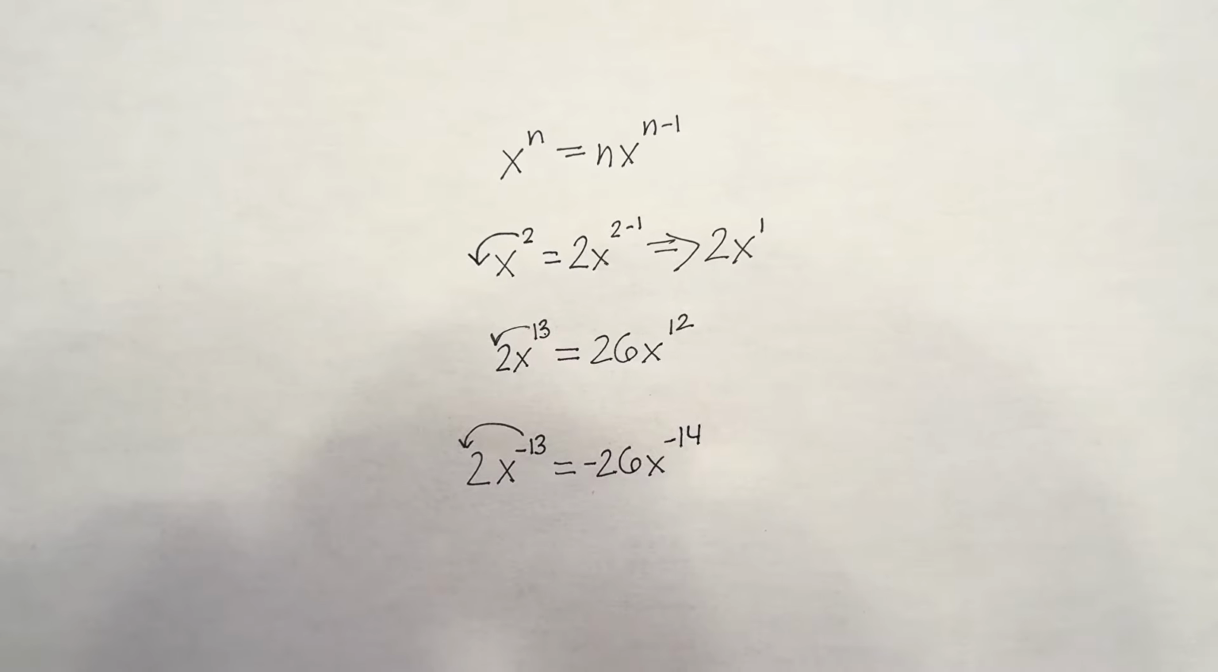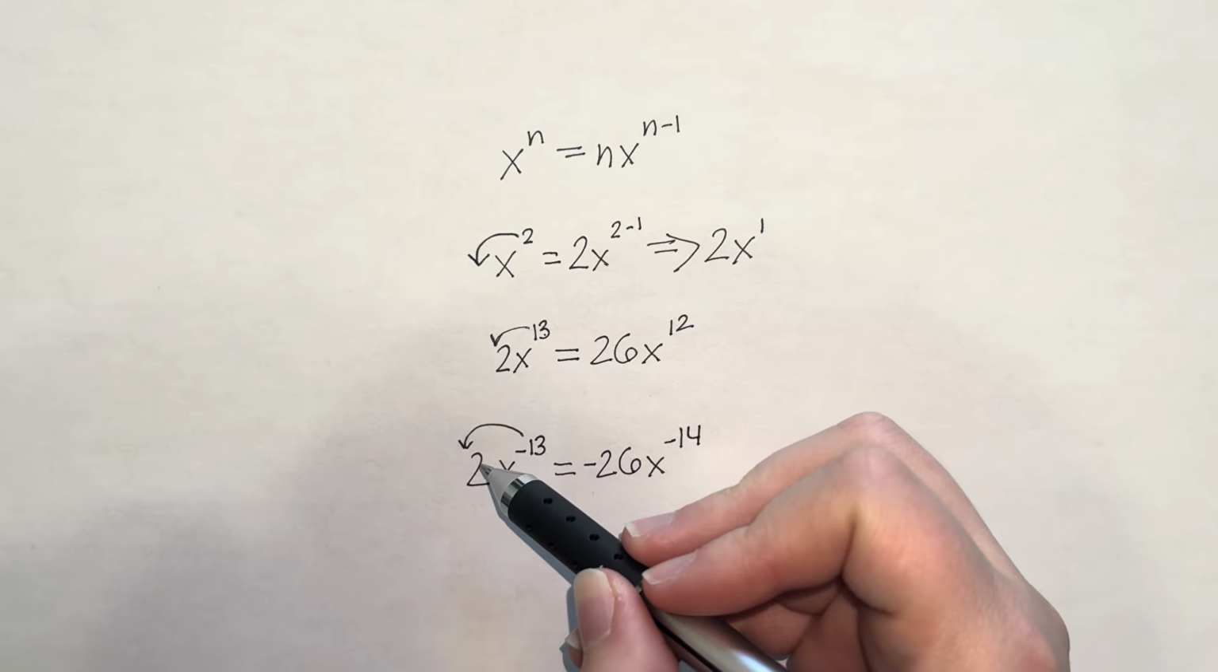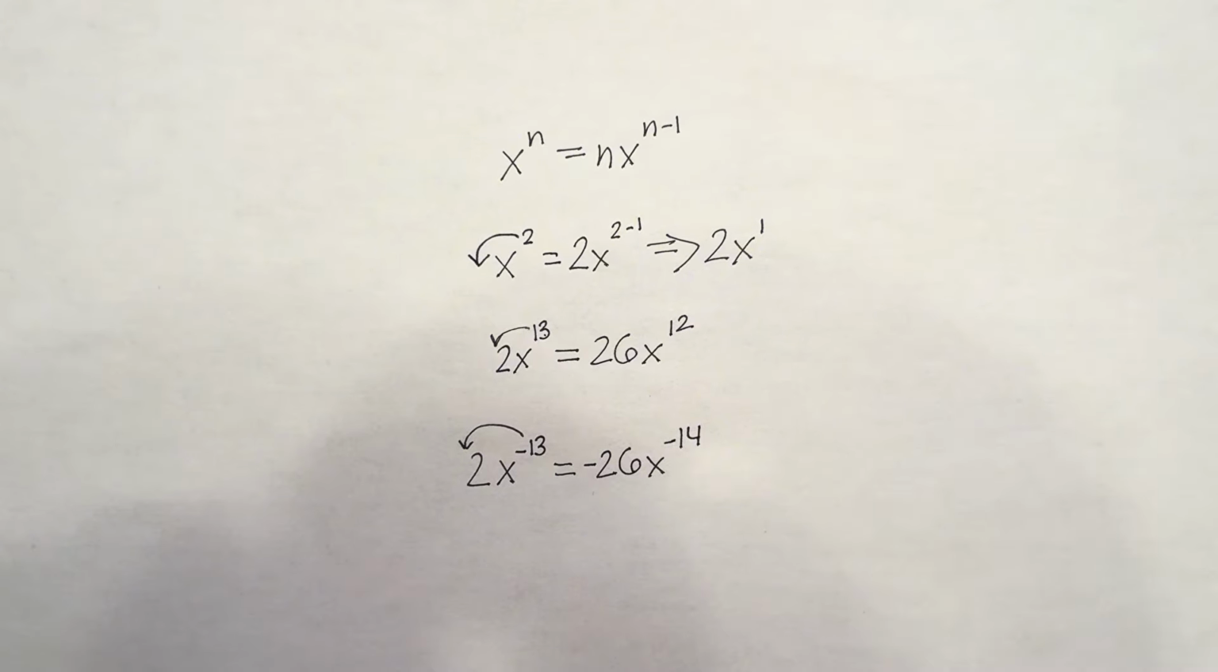Once again, there's really no major math involved. You're simply putting your n in front, subtracting 1 from your n, and then you are done.